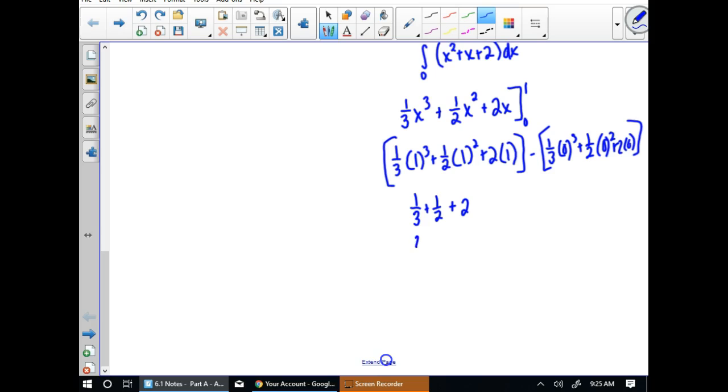So you're going to have 2 over 6 plus 3 over 6 plus 12 over 6. And so we will get 17 over 6 for our answer. So the area there is 17 over 6 square units.